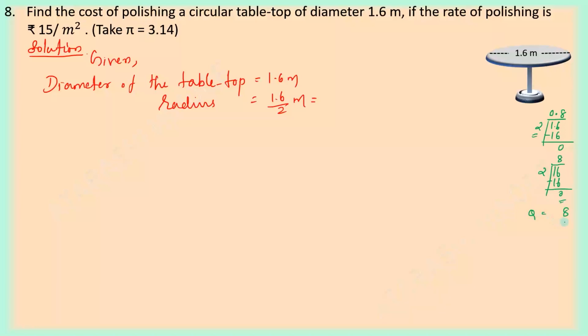And we have to put the decimal here, that is in 1.6. After the decimal, there is only 1 digit here. So, for putting the decimal in the answer, from the right you have to move 1 place to the left. So, decimal comes here. So, it will be 0.8. That is 1.6 divided by 2. That is 0.8 meter.